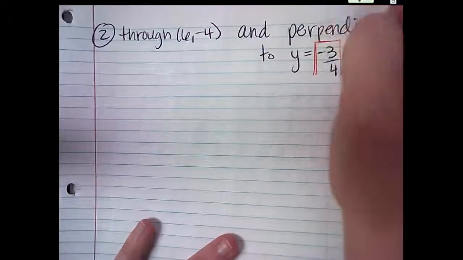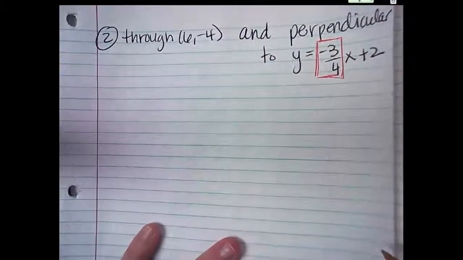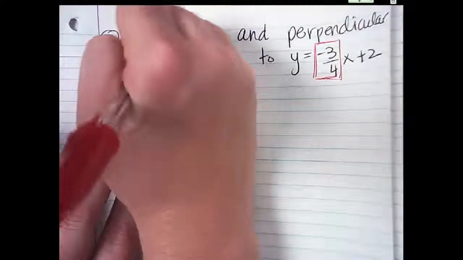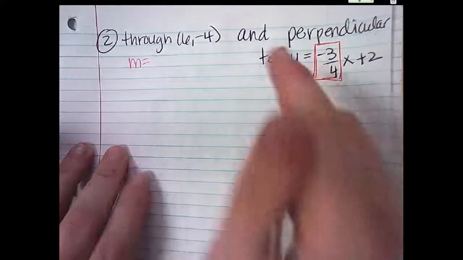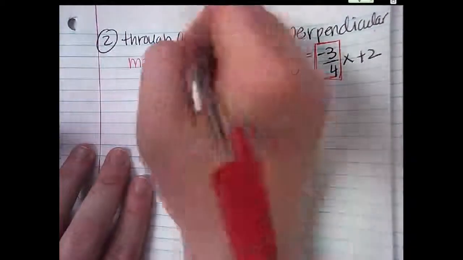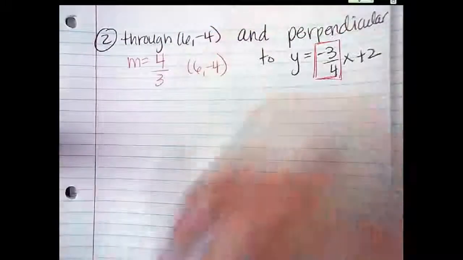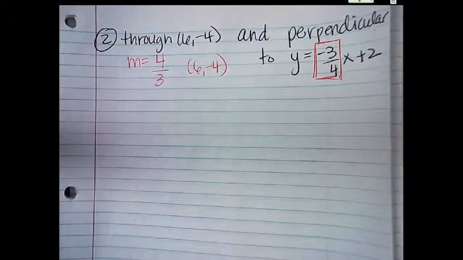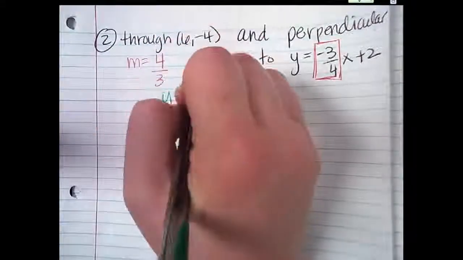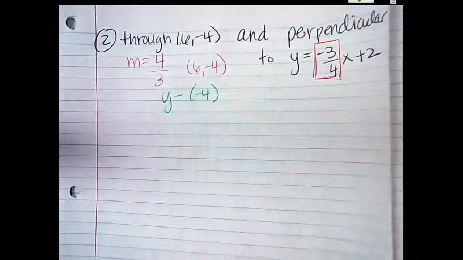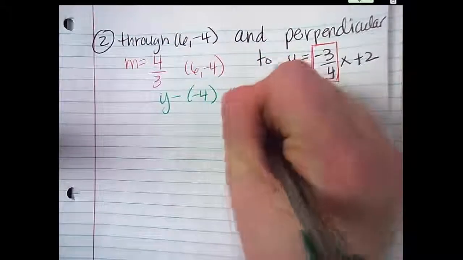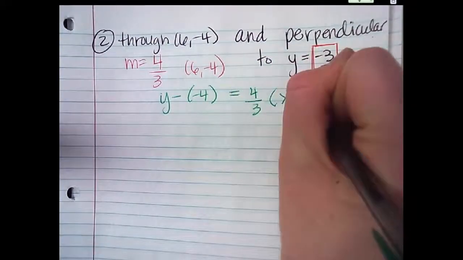Okay, the slope of this line is -3/4. So if I want a perpendicular line, what's my new slope going to be? -4. Okay, this one's negative, so this one's positive 4/3. And then I use that coordinate point 6, -4. Remember, it's opposite reciprocal. Okay, you do the same exact thing. You use point slope. Y minus y1, which is -4. Be careful with those negative signs. Equals 4/3 times x minus 6.